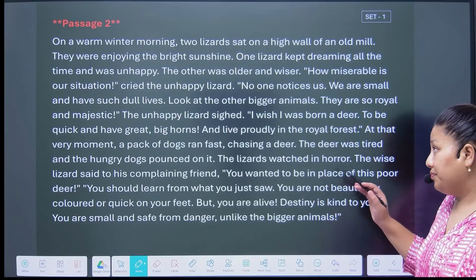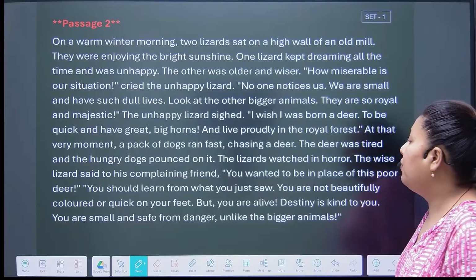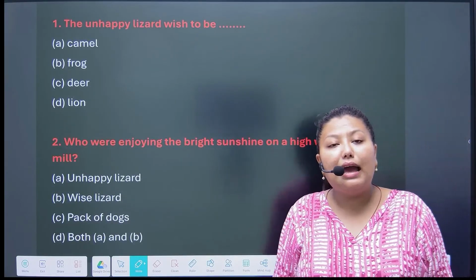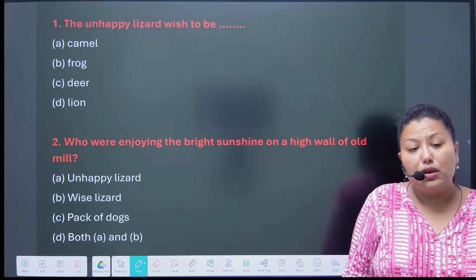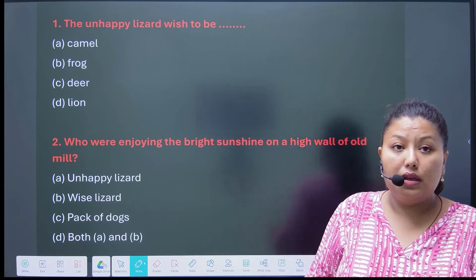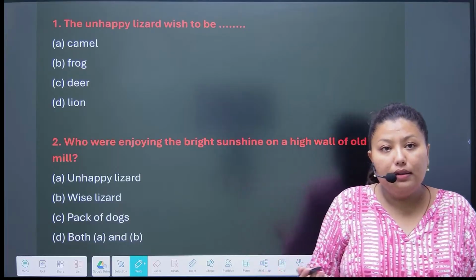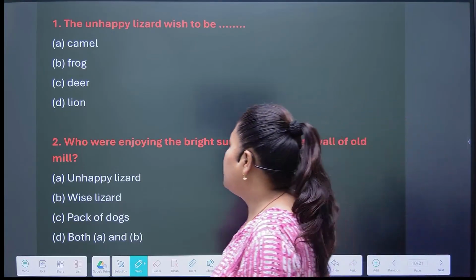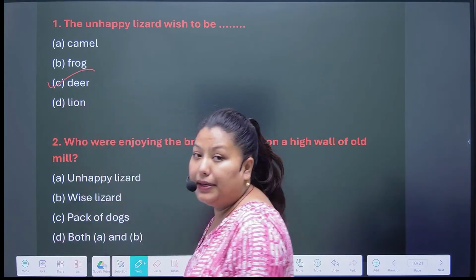So, this is the passage. Now we will solve the questions. The first question: the unhappy lizard wished to be, so what was his wish? To be a camel, frog, deer, or lion? The correct answer is option C, deer. Next.